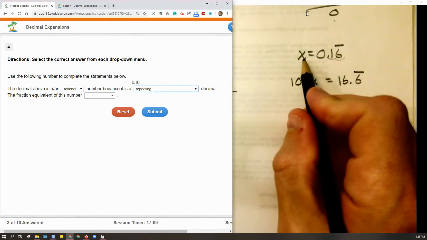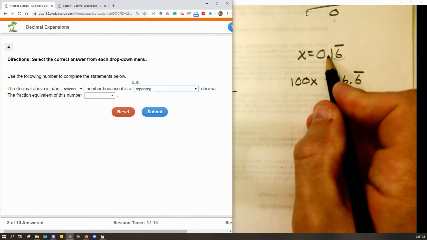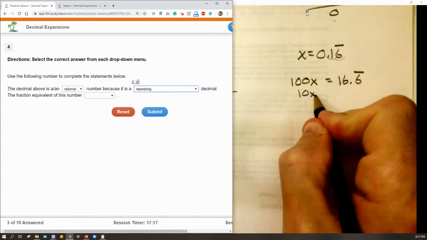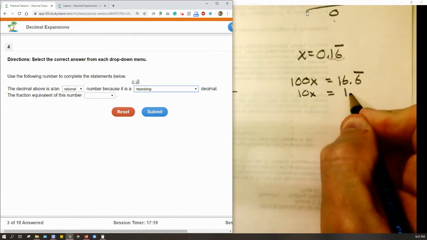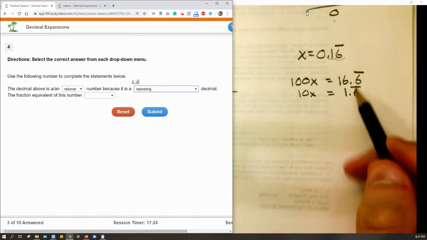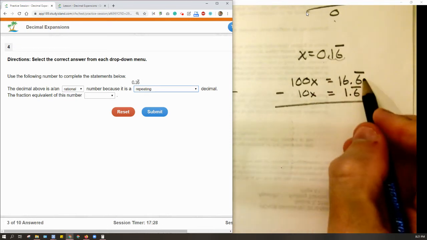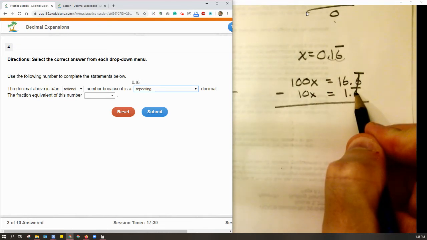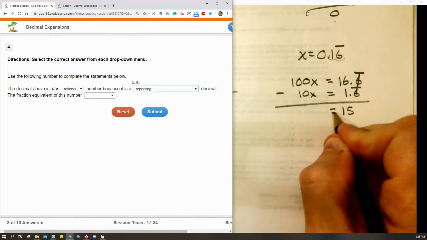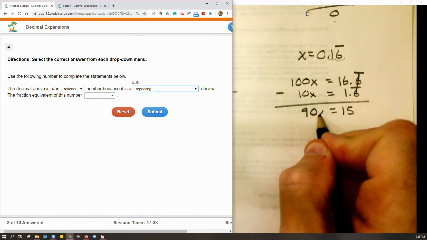Step 2, multiply so the decimal is right in front of the repeating section. That's multiplying by 10 because I only want to move it 1 spot. So 10 times x will equal 1.6 repeating. Now that I have 0.6 repeating for both of those, when I subtract both of them, the 0.6 repeatings cancel out, and I have 16 minus 1, which is 15. And that is equal to what I have over here, 100x minus 10x, which is 90x.